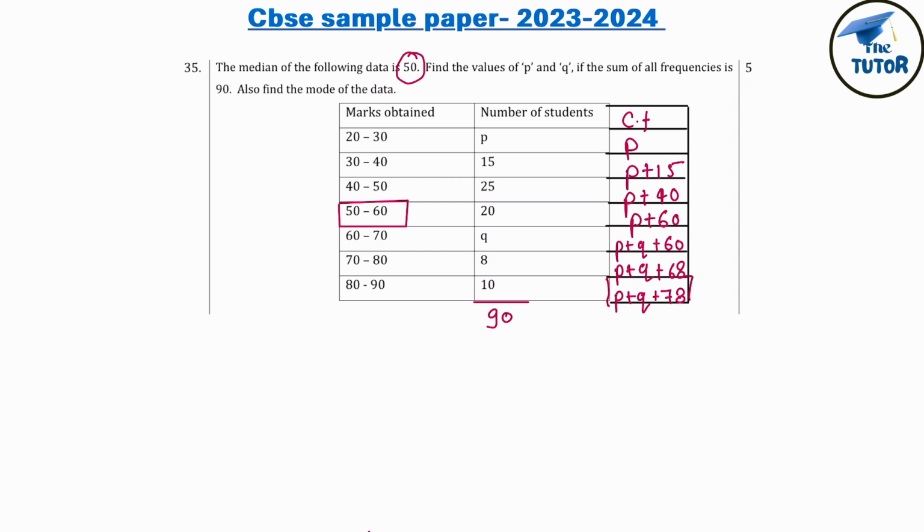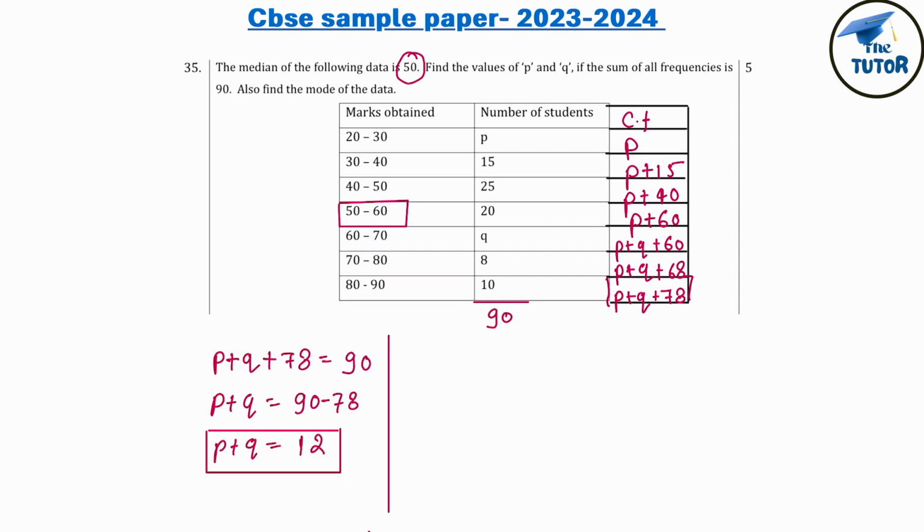So here is your sum of the frequencies also, which is already given to you. So you can make an equation from here, that is you can write that P plus Q plus 78 is going to be the sum of the frequencies, which is already known, that is going to be 90. Now finally you will get an equation P plus Q is equal to 90 minus 78, and P plus Q is equal to 12. So here's the first equation.